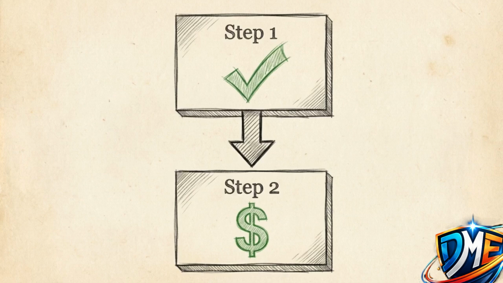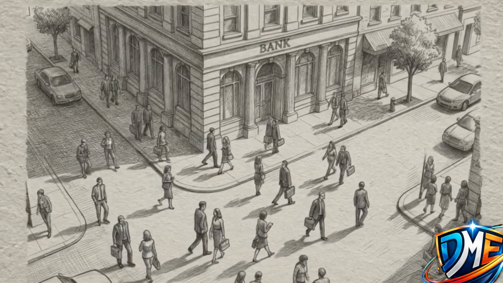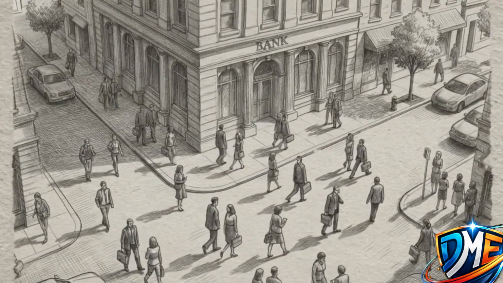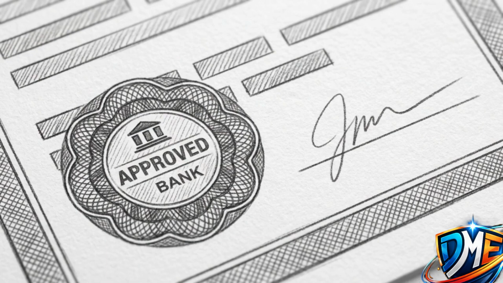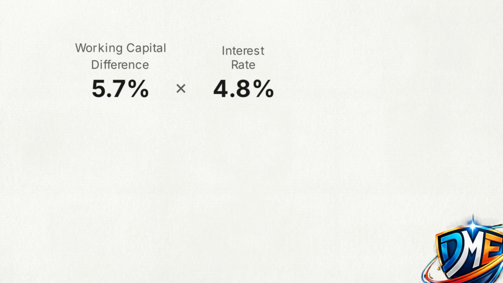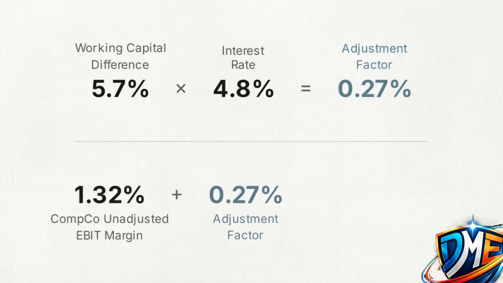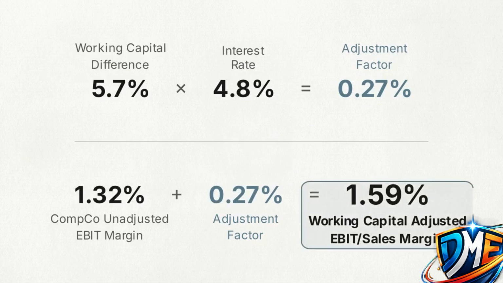The second step converts this abstract 5.7% difference into a concrete monetary adjustment. This conversion requires the selection of an interest rate. This rate must accurately reflect the time value of money for the specific tested party operating in its local market. In this scenario, TestCo is subject to a commercial loan rate of 4.8%. We calculate the adjustment factor by multiplying the 5.7% working capital difference by the 4.8% interest rate, which equals a 0.27% adjustment factor. Finally, adding this 0.27% directly to CompCo's original unadjusted EBIT margin brings it up to 1.59%.